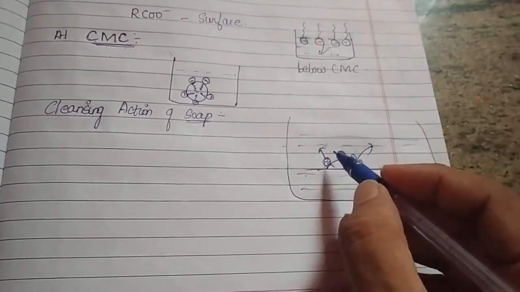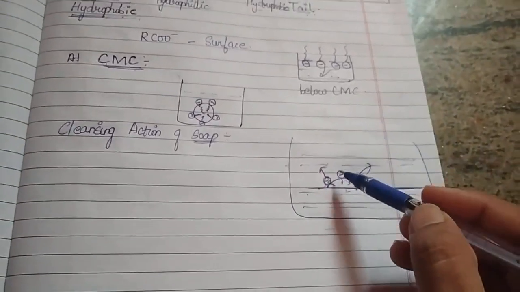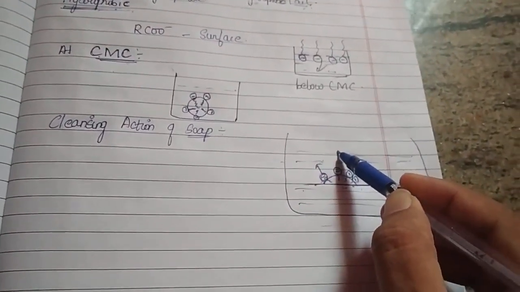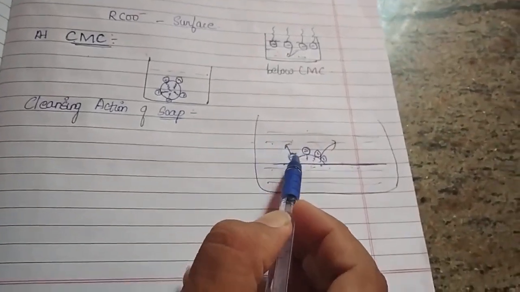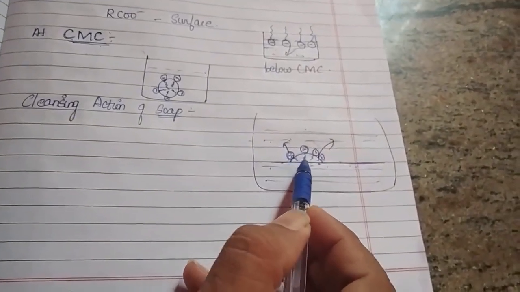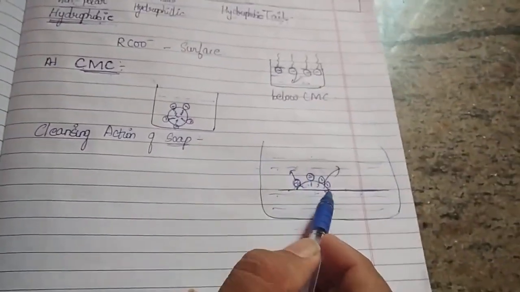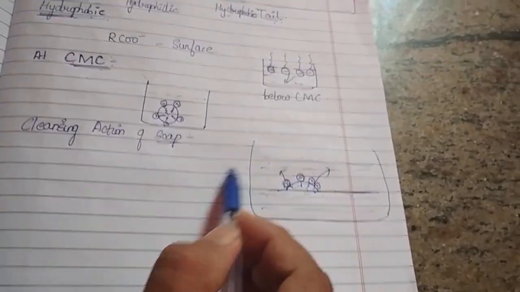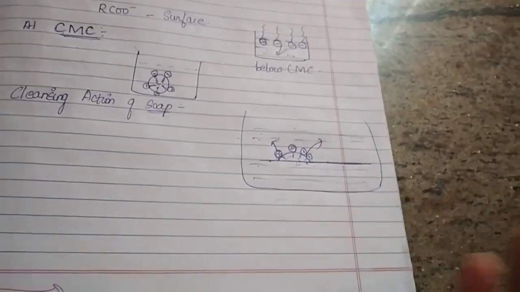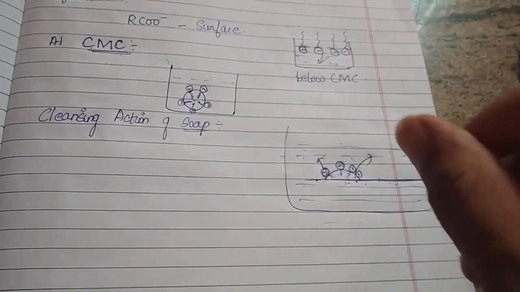And we know that since our hydrophilic group is water loving, of course they will try to interact with the water. So when such interaction is developed with the water, these anions will also pull the oil along with it, or the dirt along with it. So when the dirt also moves with it, what happens? Your clothes become dirt free. So this is actually the cleansing action of the soap.